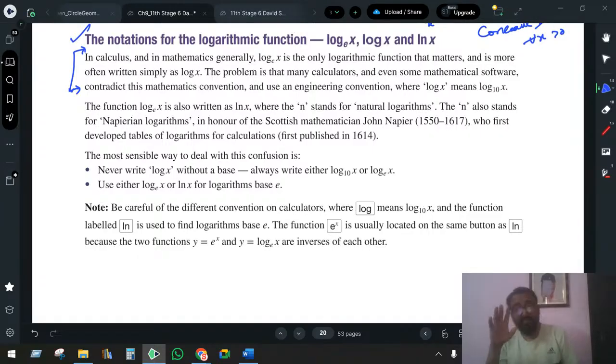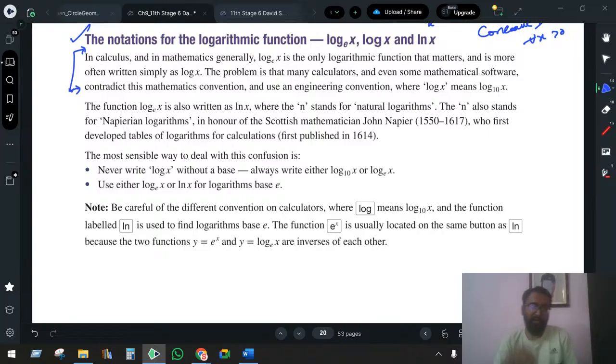For the engineering convenience purpose. Convention means according to their convenience. For the mathematicians' convenience, log x means log x base e only, just as we discussed. But for the engineering people, they want log x base 10, so they captured this log x symbol for log x base 10.